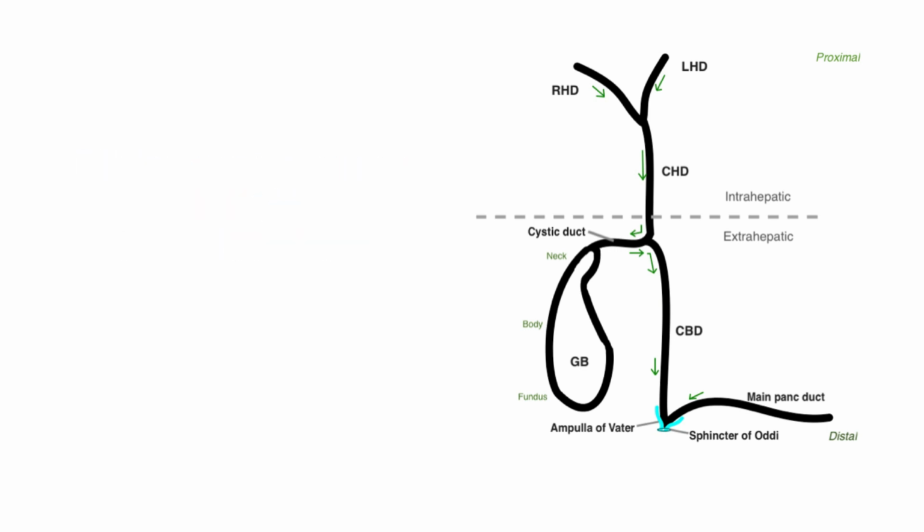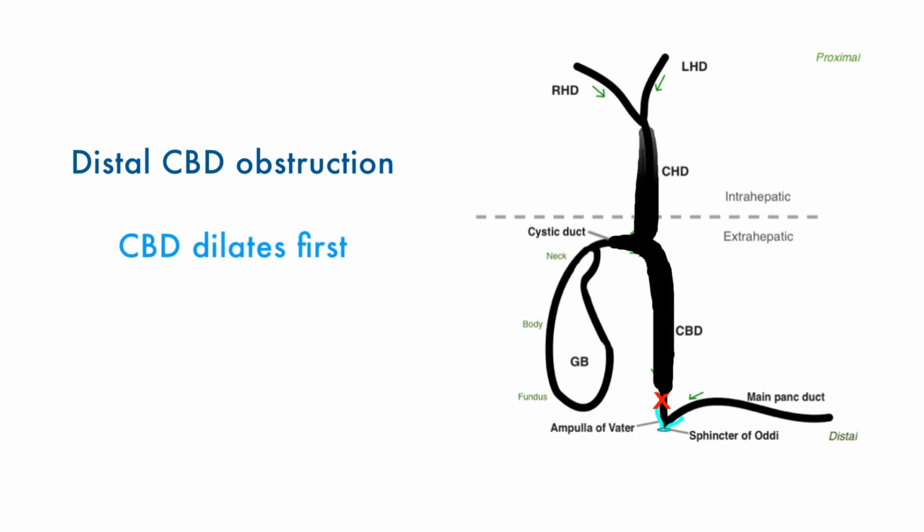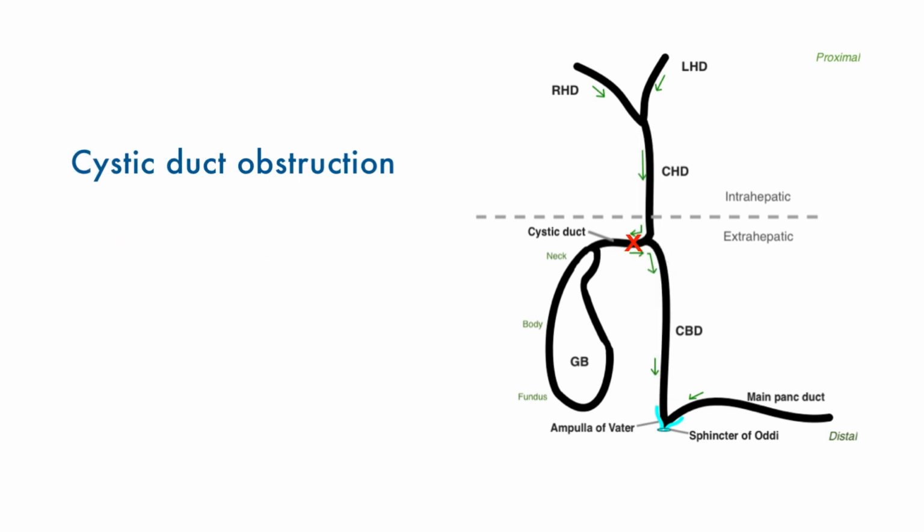So for example, if we have a distal CBD obstruction, the CBD will dilate first and then eventually everything above it. If we have a cystic duct obstruction, the common hepatic duct and then eventually everything above it will dilate. But if the cystic duct is obstructed, can the CBD dilate? No, because that's after or distal to the cystic duct.